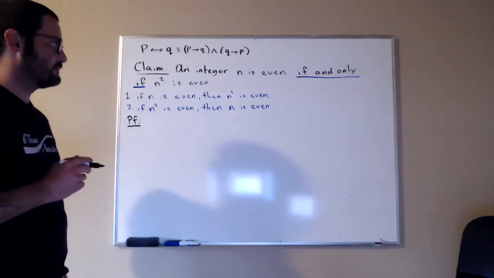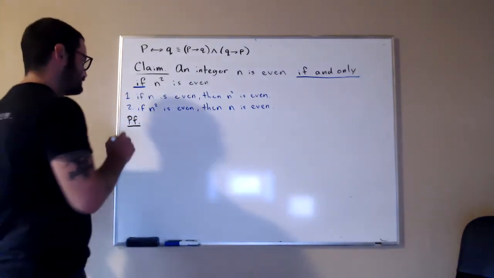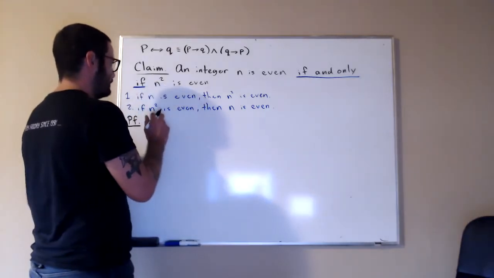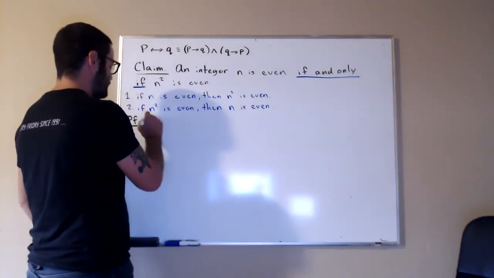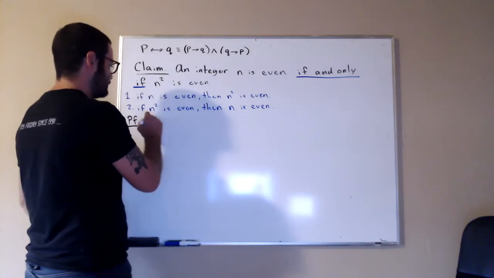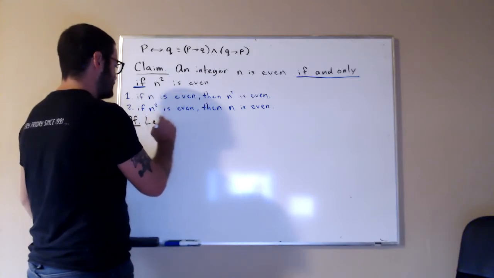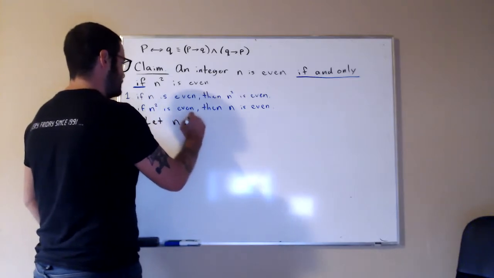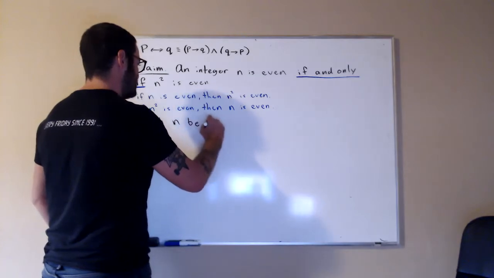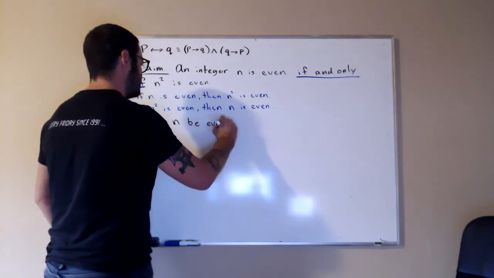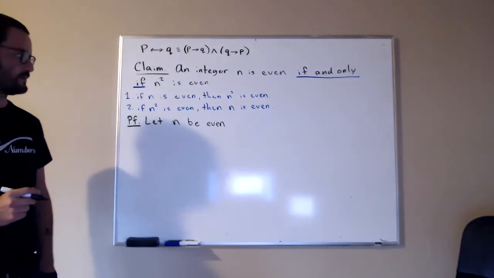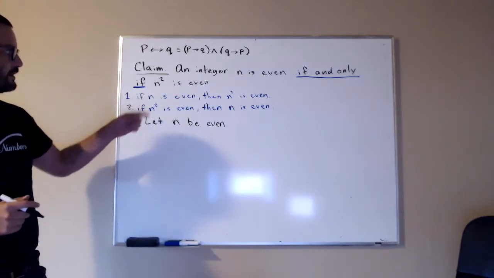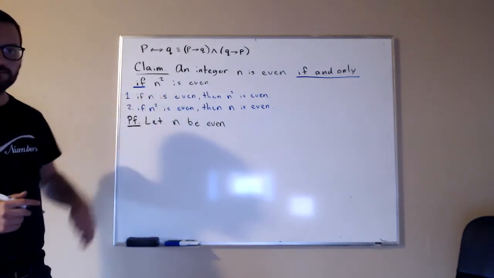Okay, if n is even, then n squared is even. So let's say we're just going to use a direct proof in the first one. So let n be even. Okay, so this is a direct proof, so we just assume the hypothesis, n is even.